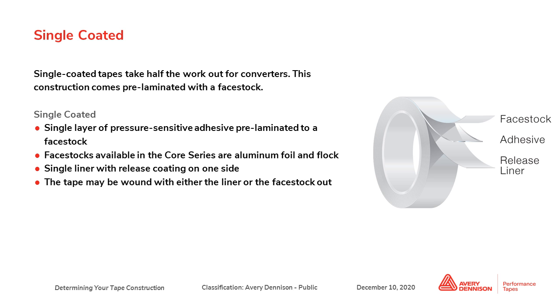We have a variety of Facestocks available within the core series, specifically aluminum foil and flock. Outside of the core series and just in the general tape world, there's a wide variety of different Facestock materials available as well. And then we're still going to have a single liner. In this situation, we only need to release coat one side of that release liner because the adhesive is just going to remove from that side. And we can wind these tapes either way, so that the liner is facing out or the Facestock is facing out.